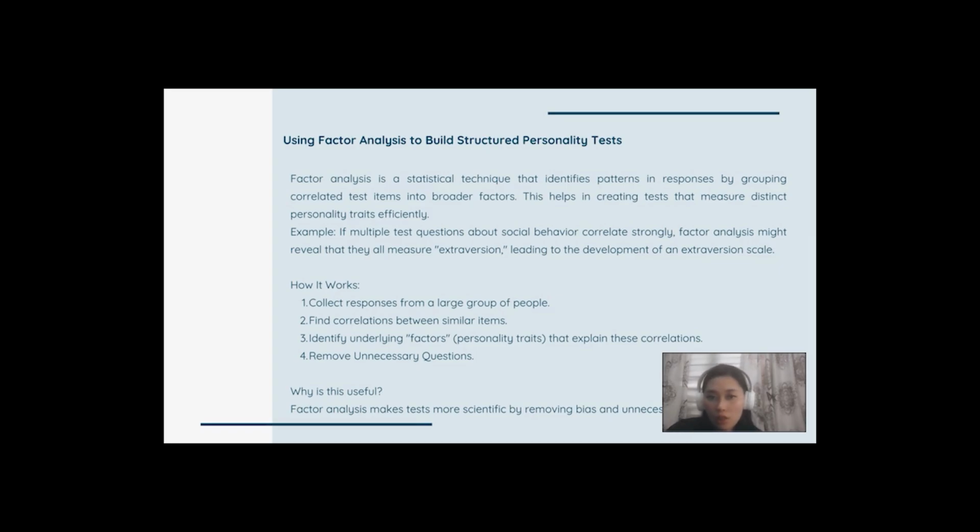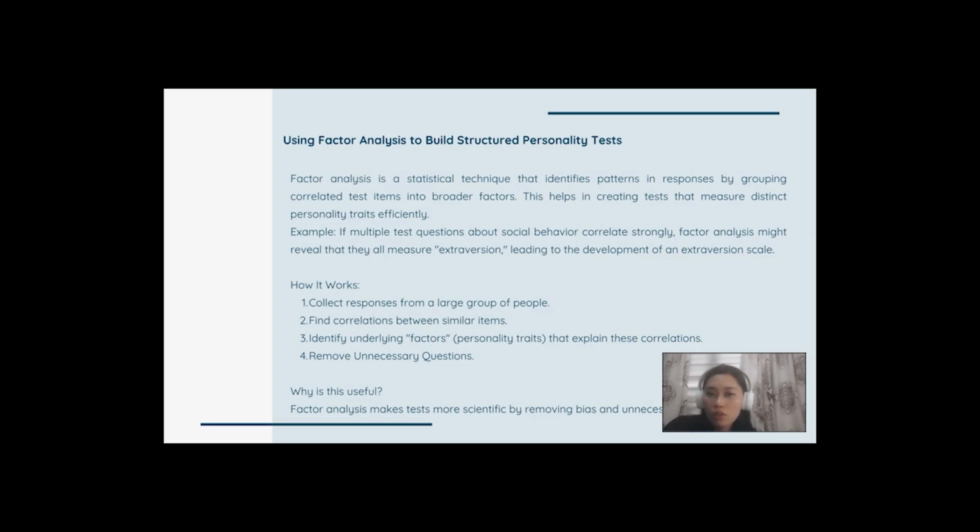So here's how it works. Step 1: Collect large data from many test takers. Example, 10,000 people answered 100 personality questions. Step 2: Find questions that correlate. Example, people who say "I love being around others" also say "I enjoy parties."